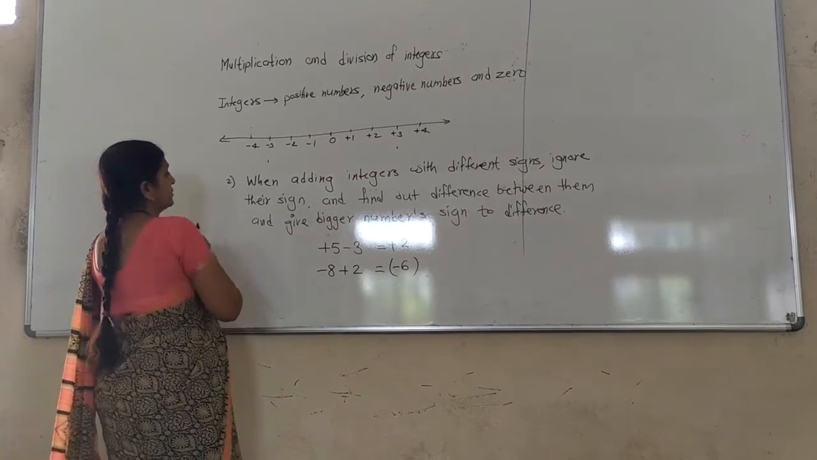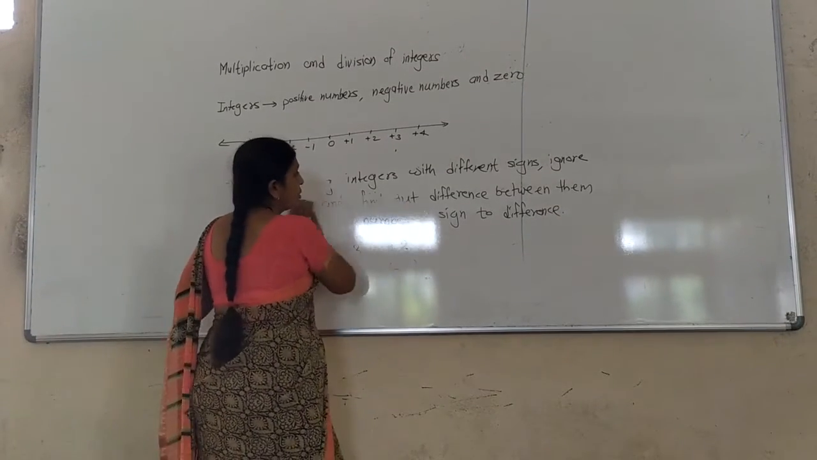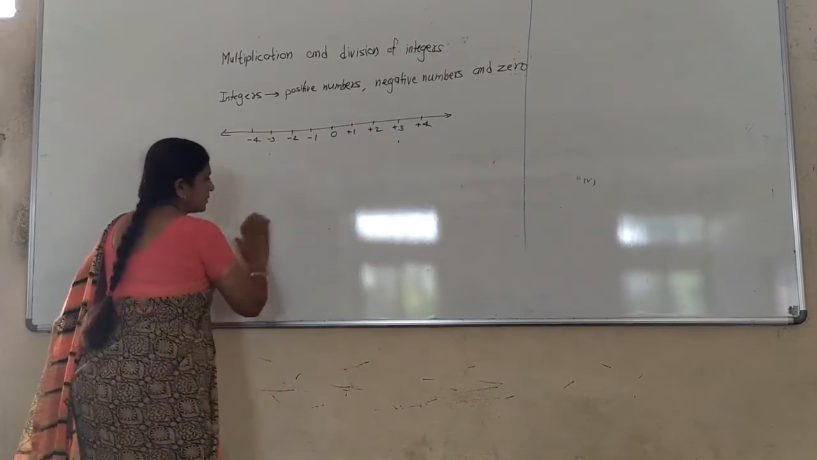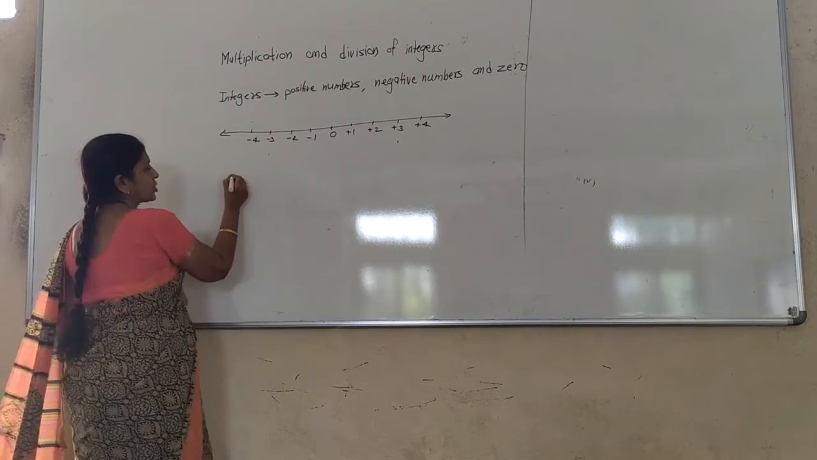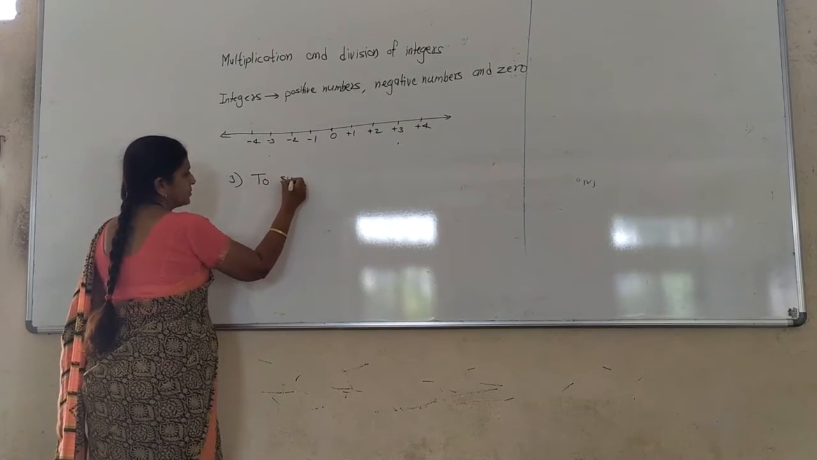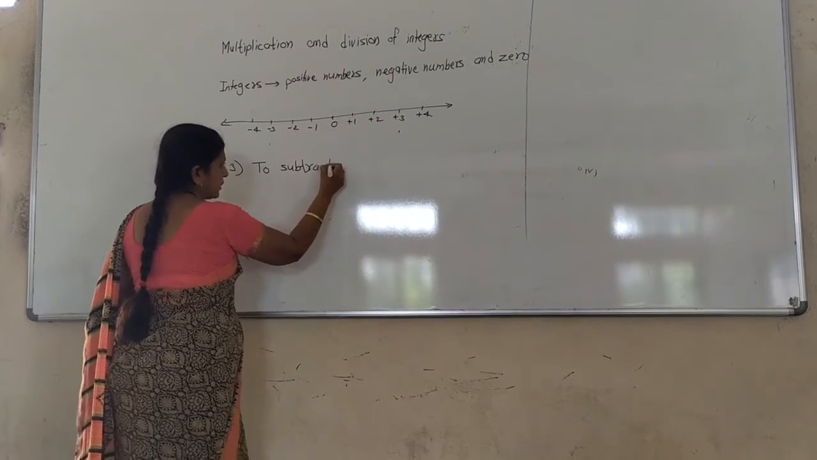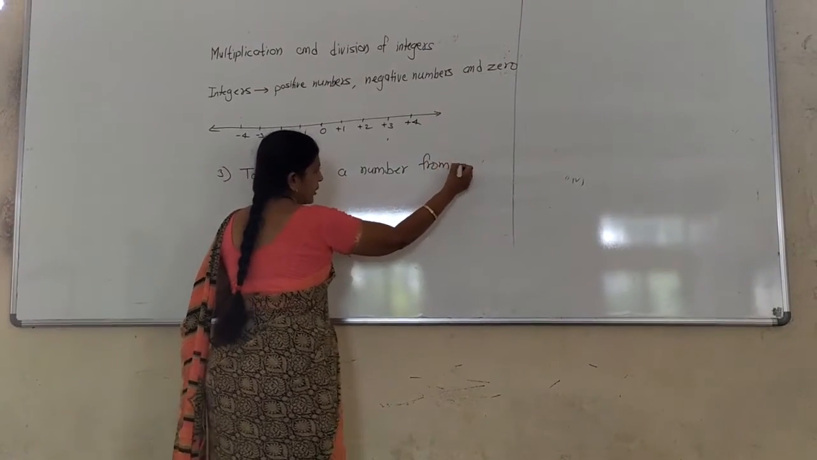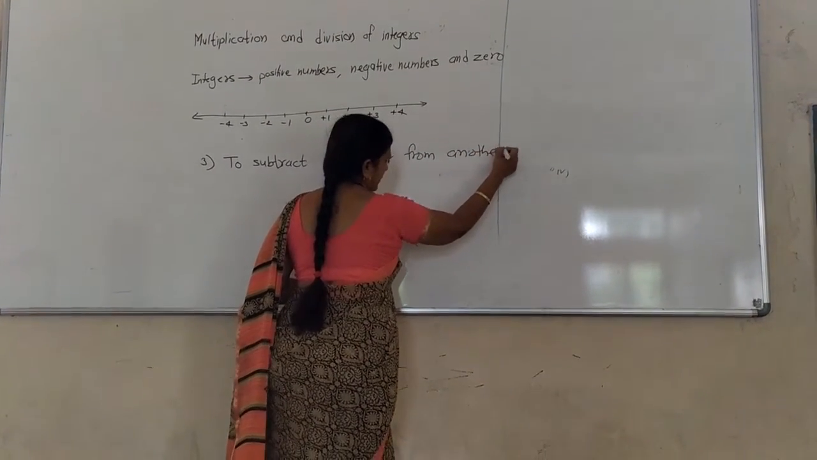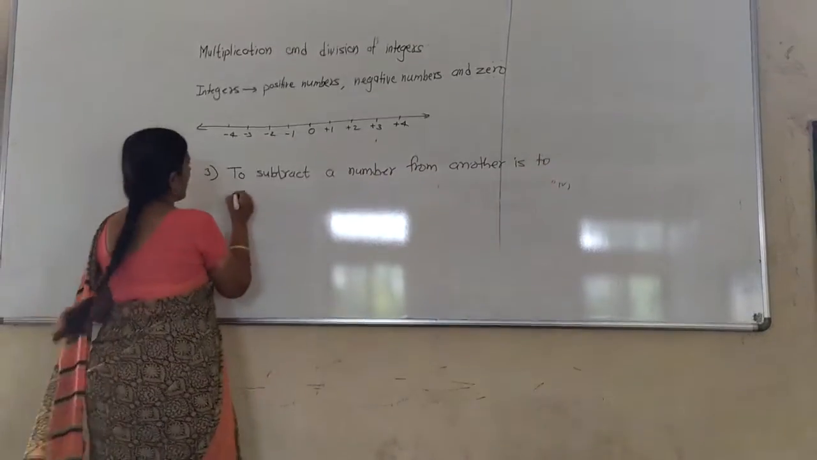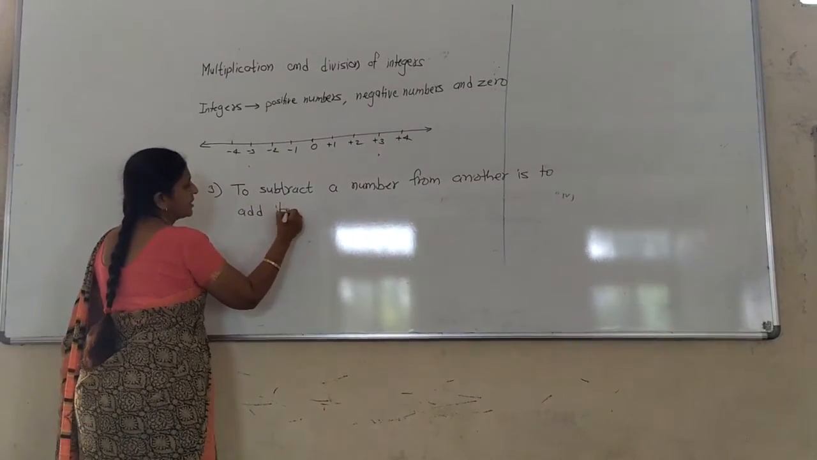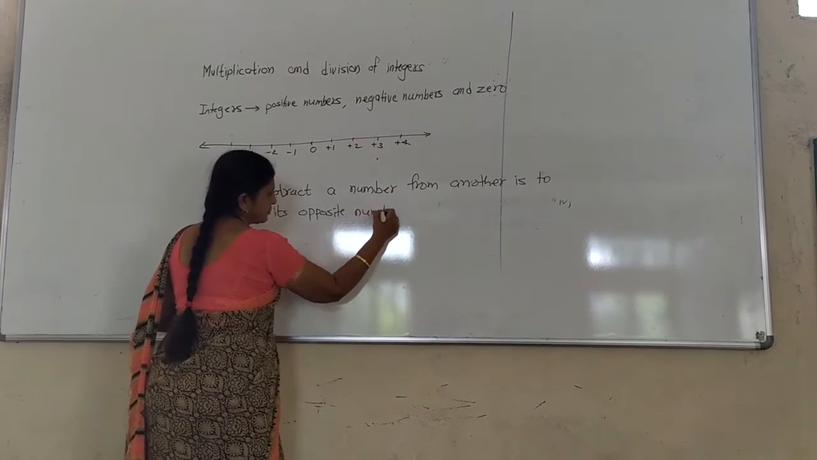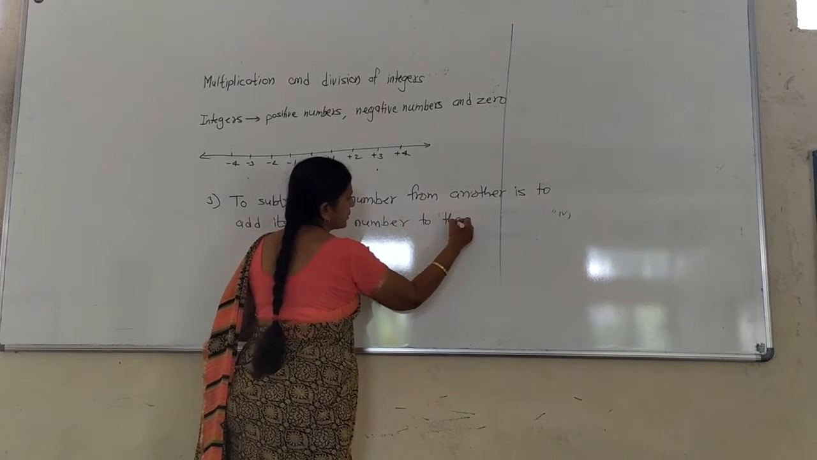Now after that you have learned the rule to do subtraction. Let's see what that rule says. Subtraction rule: to subtract a number from another number is to add its opposite number to the other number.